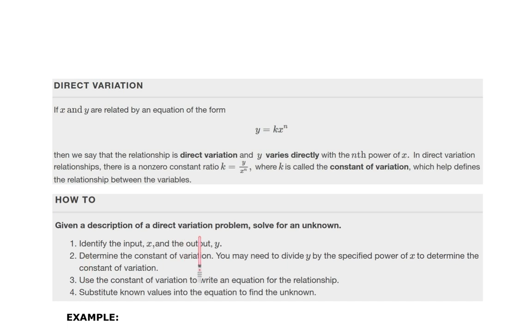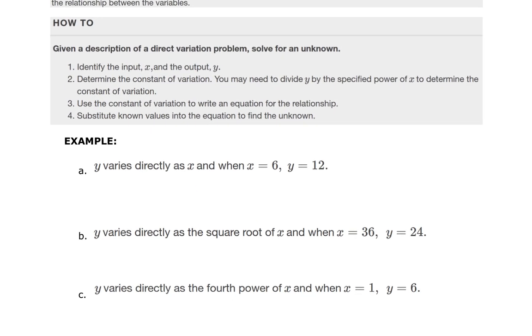When I'm asked to solve a problem where I have direct variation, the first thing I'm going to be given is enough information to find that constant of variation. So I'm going to identify what x and y are, where x is the input, y is the output. And then I'm going to solve for the constant of variation. And then the next step after I found that is to use the next bit of information to determine what it is that I'm searching for, and then solve for that unknown variable.